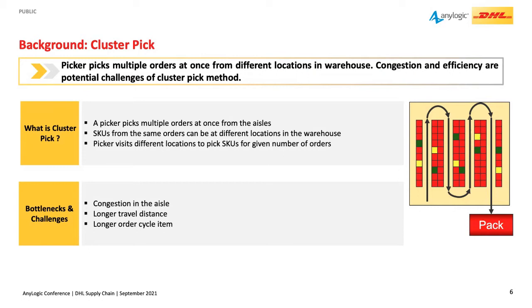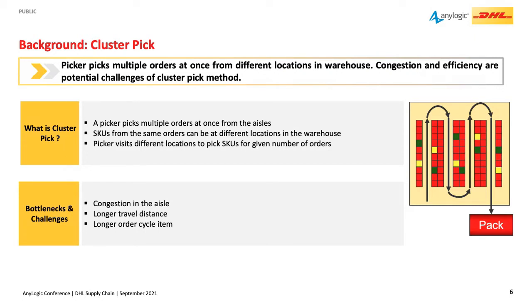Here two different colors, green and yellow, indicate two orders, and each order has multiple SKUs located across these aisles. And for picking all these SKUs, the picker will follow the black line path, and then these picked orders will be packed for sending to the customers. So this is how a cluster pick method works.